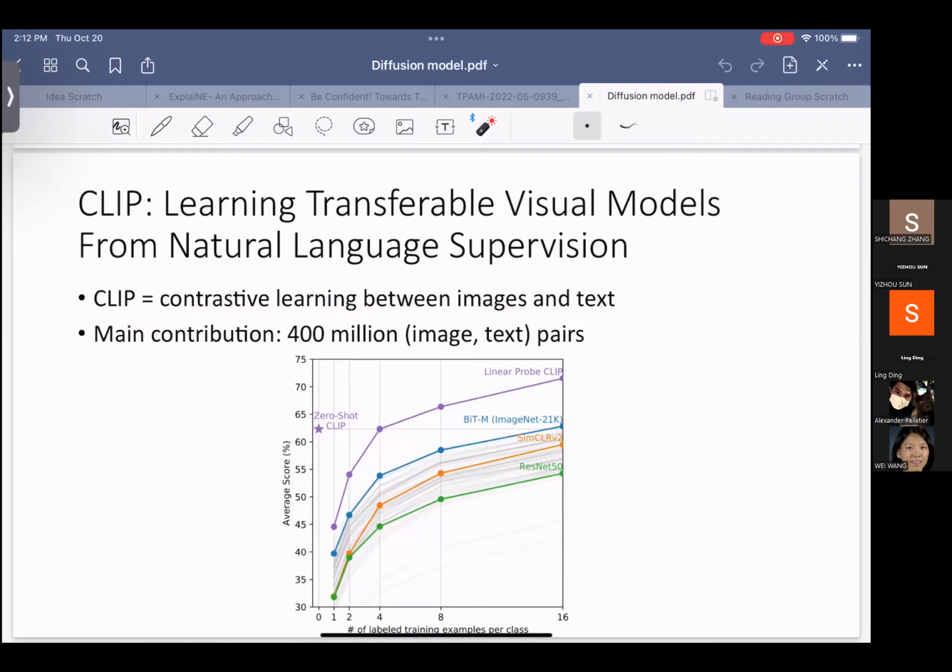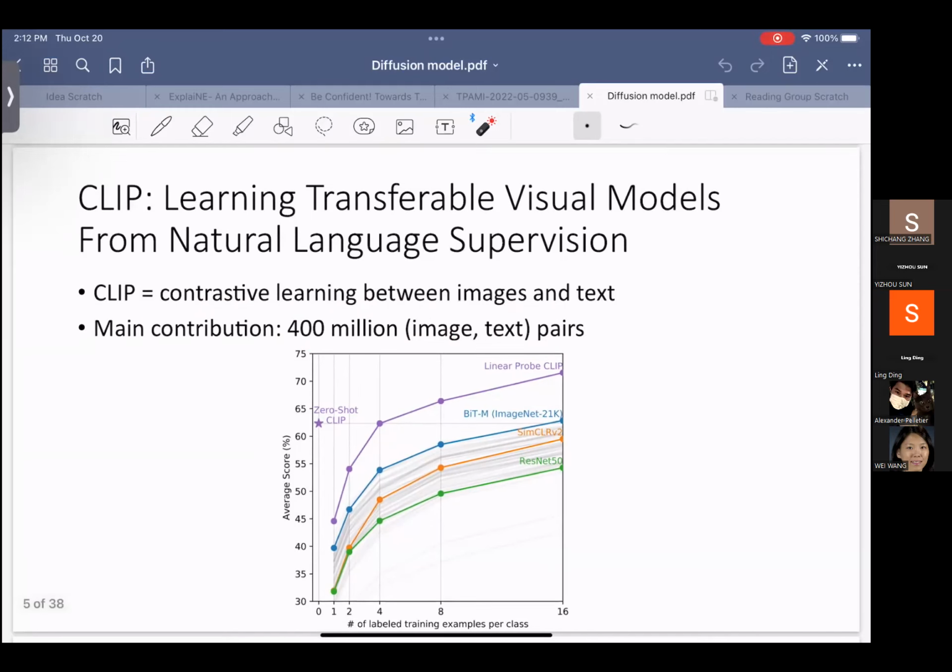For this paper, I feel the main contribution is that they actually created a dataset with 400 million image-text pairs. And here they show the result of training on this big dataset. After training, they can just do zero-shot learning, which gives reasonably good results. And if they do what they call linear probe, meaning you use another linear layer at the very end, it can outperform, say, ResNet-50 or other contrastive learning frameworks we are familiar with, like SimCLR.